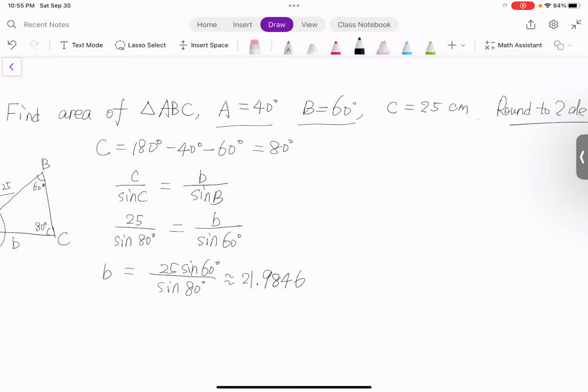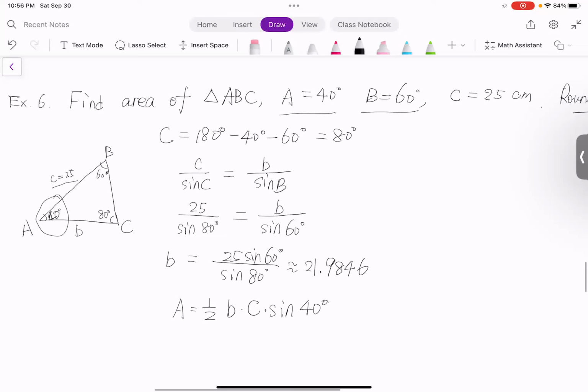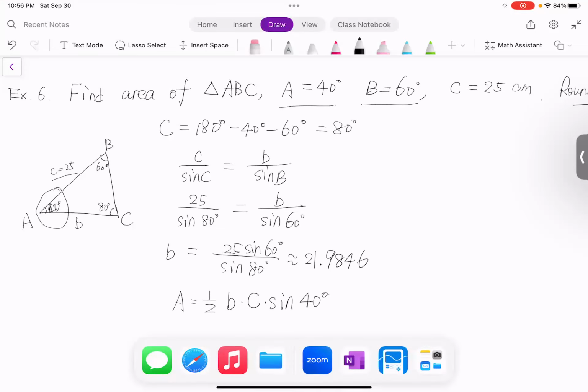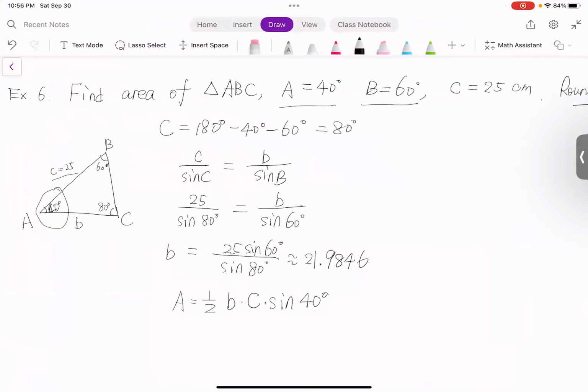And then looking for the area. So area A equals 1/2 times B, and also I know the C, multiplied by sine of the angle between C and B, it is 40 degree. I'm not sure why I put 45 here, it is 40. And then next step. I want to check if I have a mistake somewhere. 25, 60, no mistake.